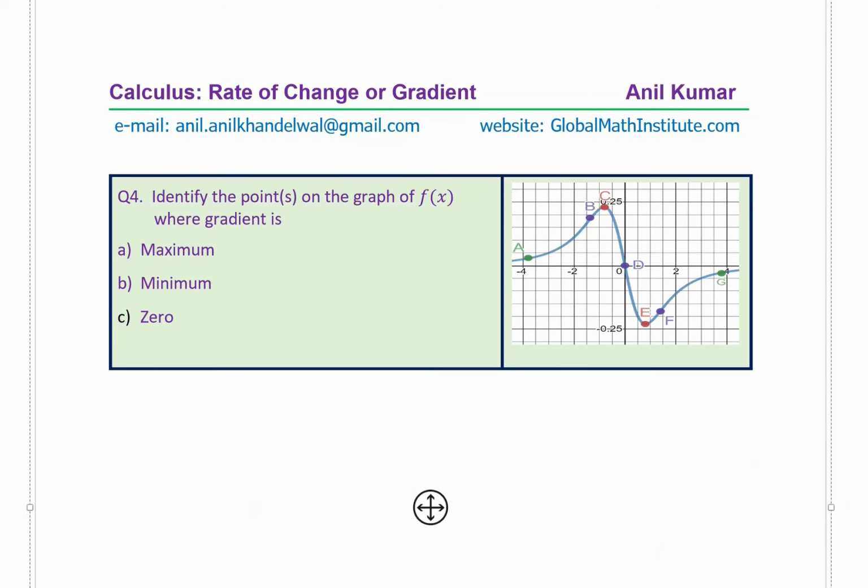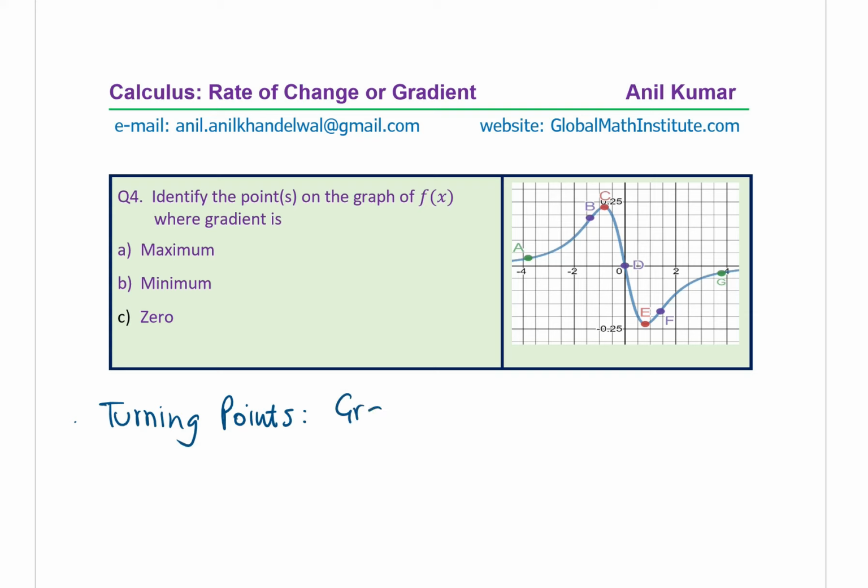Now let's move on and see what happens for maximum and minimum points. Question number 4 is: identify the points on the graph of f of x where the gradient is maximum, minimum, or 0. We have learned that the gradient is 0 at turning points, right? So on the graph, you need to find where the gradient is maximum, where it is minimum, and where it is 0. Let's begin with 0 first. We know at turning points, the gradient is 0, correct? So that is clear.